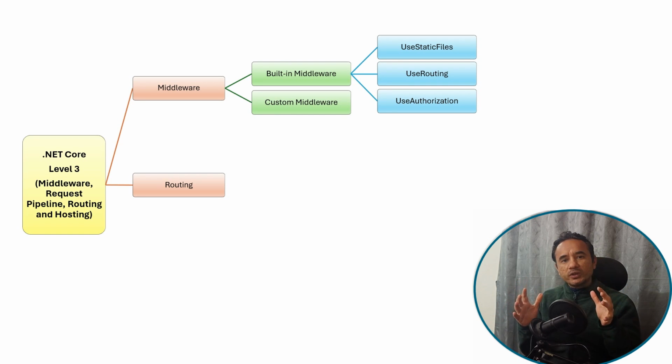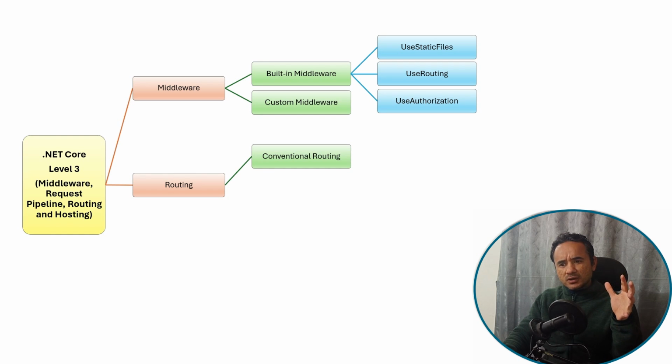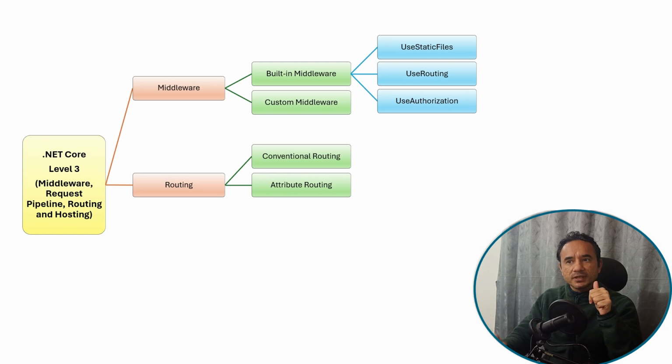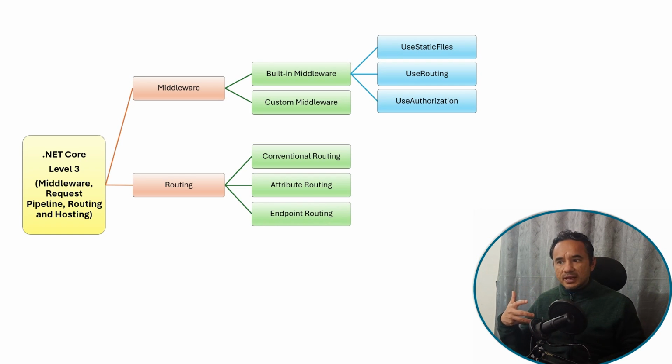Next is routing. Routing is how you define the paths that map to specific controllers or actions. The URLs mapping to the controllers, that is routing. Here we have conventional routing, which the .NET Core framework provides by default, mapping the URL with the controller. Then you have attribute routing, where you define the routes directly inside the controllers using attributes like Route and HttpGet. Then we have endpoint routing, which is more flexible, and nowadays it is very popular also.